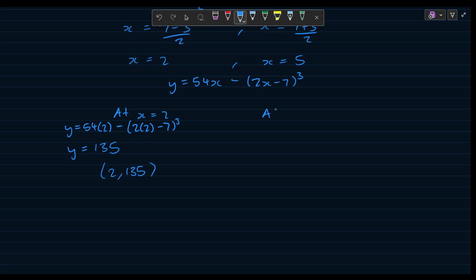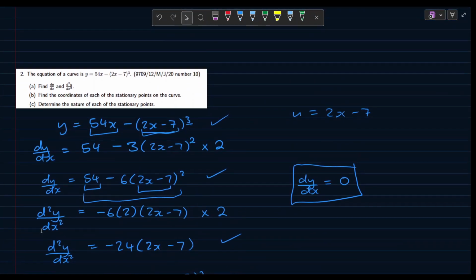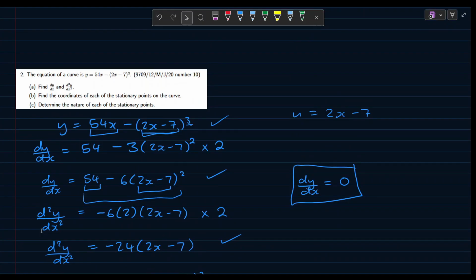And then at x is equal to 5. Substitute into the equation of the curve, that's 54 times 5 minus (2 times 5 minus 7) to the power 3. Let's punch this into the calculator. We get 243. So this gives us the coordinates (5, 243). So these are the two stationary points, and these are their coordinates. Now part C says determine the nature of each of the stationary points.